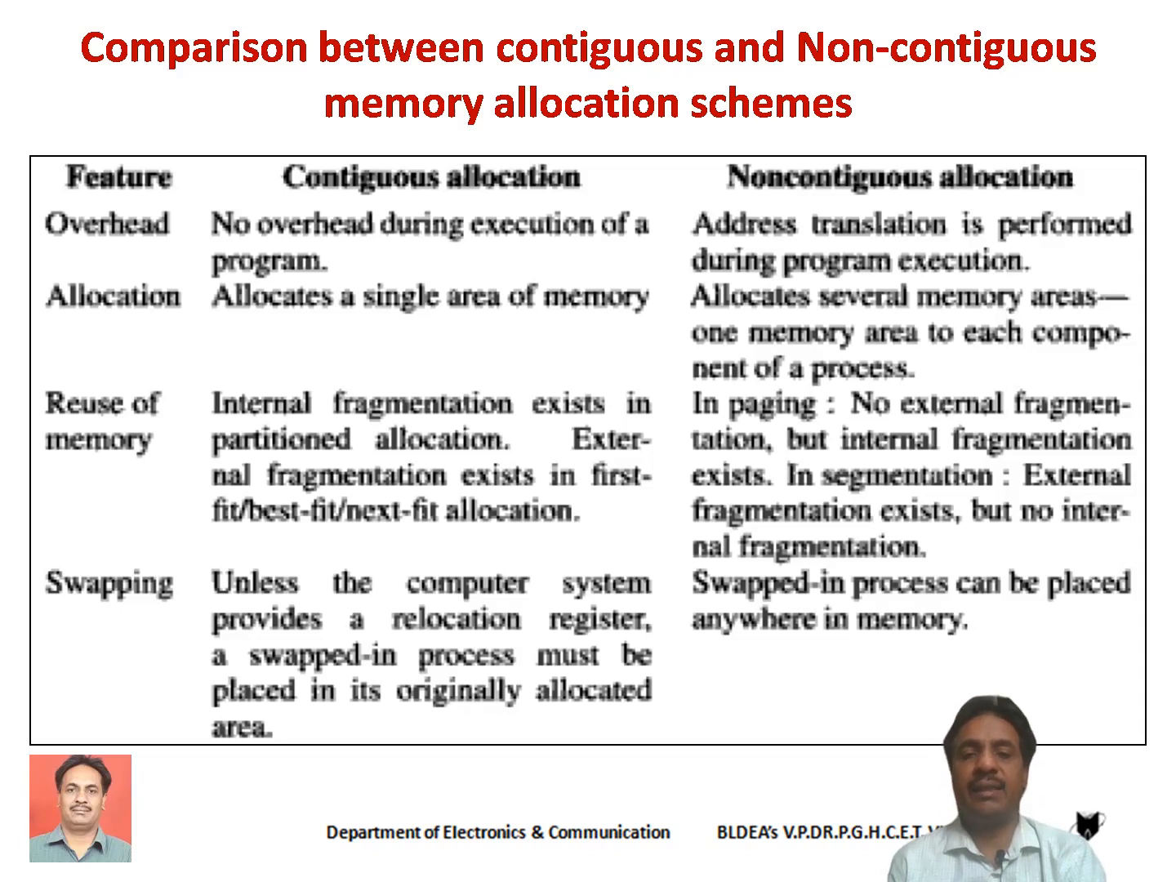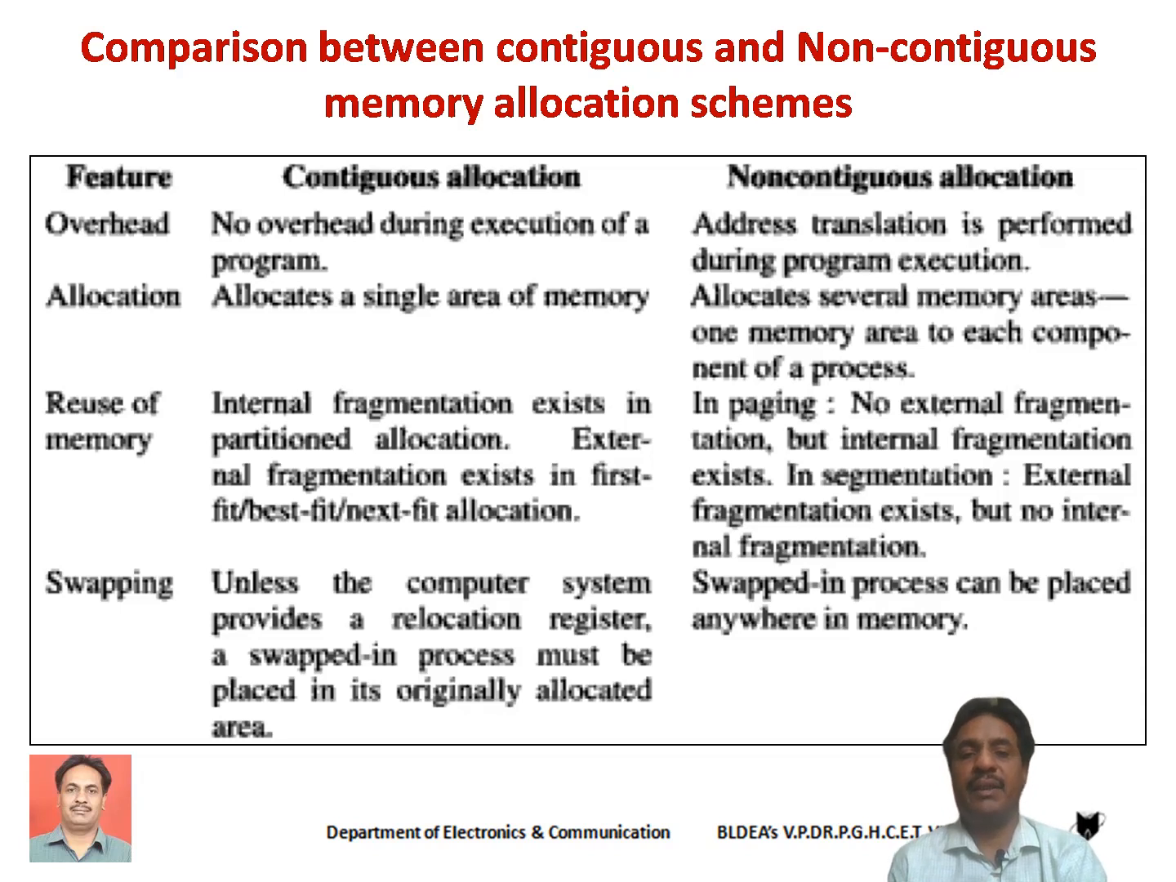There exists internal fragmentation in partitioned allocation, because we are going to allocate a single contiguous block, and if the program does not utilize the complete block of memory, some space of that block is going to remain unused. So it leads to internal fragmentation. External fragmentation exists in case of first fit, best fit, and next fit allocation.